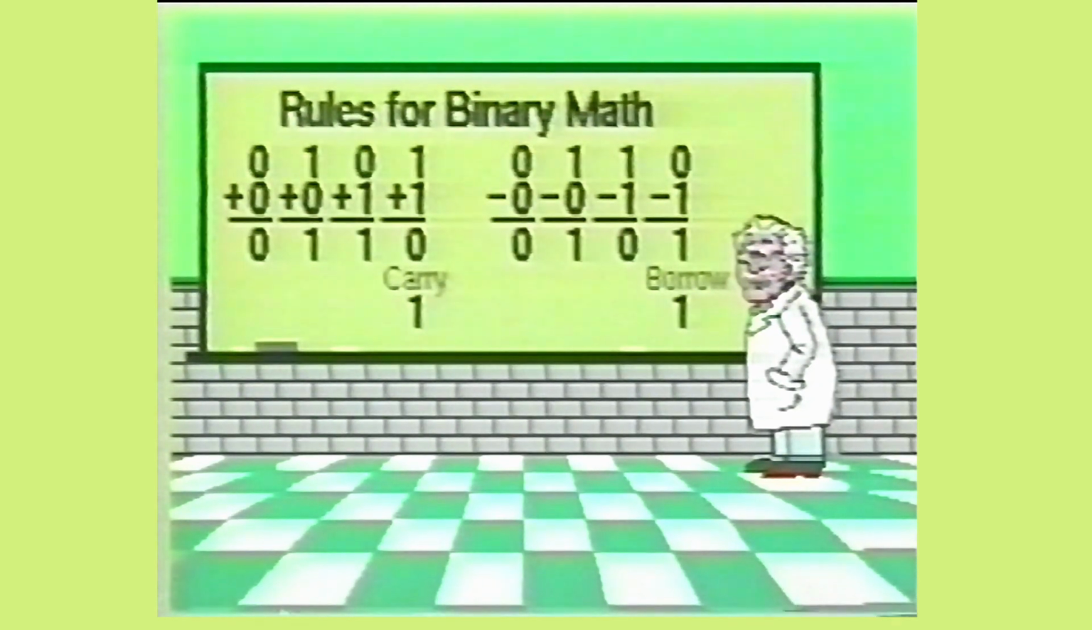As you recall, the rules for binary addition were simple. They were 0 plus 0 equals 0, 1 plus 0 equals 1, 0 plus 1 equals 1, and 1 plus 1 equals 0, carry 1. And the rules for binary subtraction were equally as simple. 0 minus 0 equals 0, 1 minus 0 equals 1, 1 minus 1 equals 0, and 0 minus 1 equals 1, borrow 1. The alternate method of binary subtraction involves the use of ones complement.